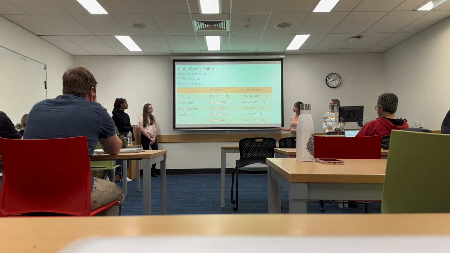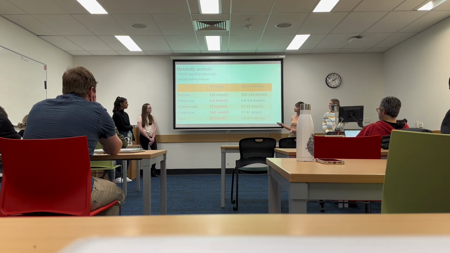Acute kidney failure results in a reduced level of bicarbonate in the blood plasma, and this results in metabolic acidosis because the kidney was unable to reabsorb bicarbonate back to the plasma. That dropped the pH of the blood, bringing it to the acidosis side.